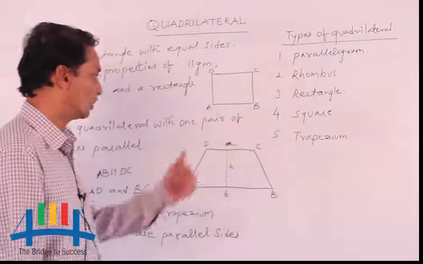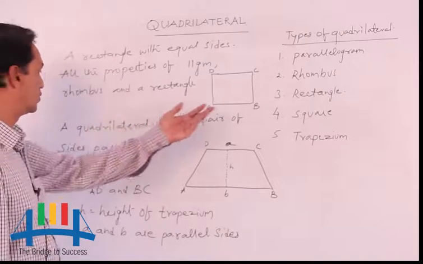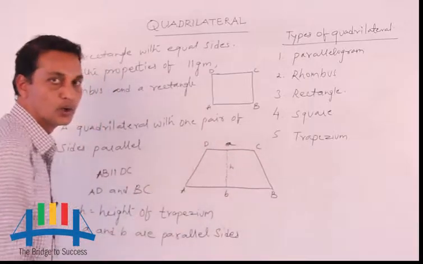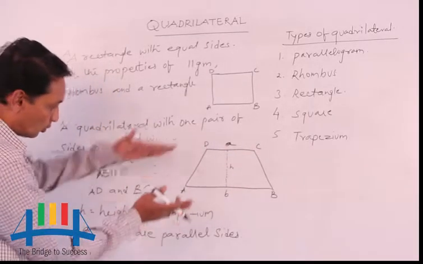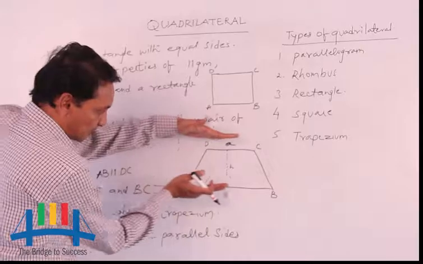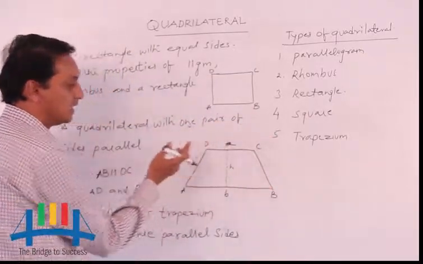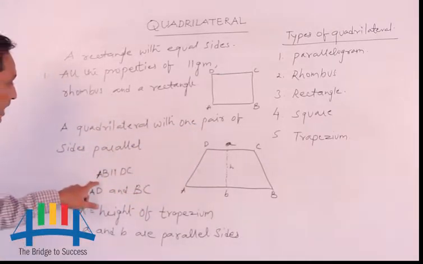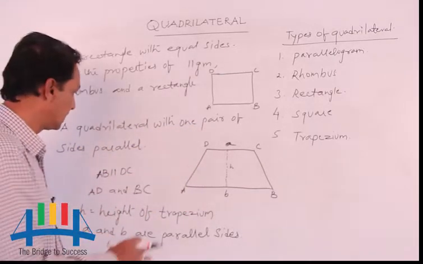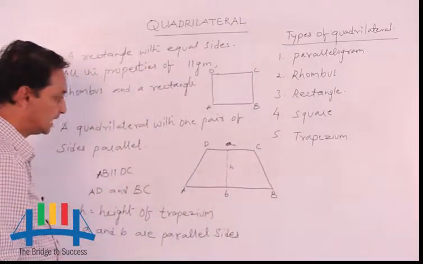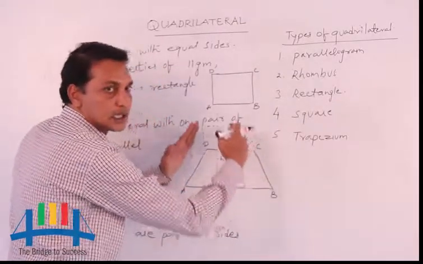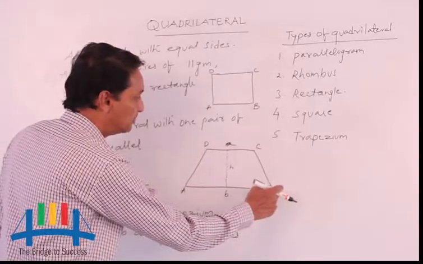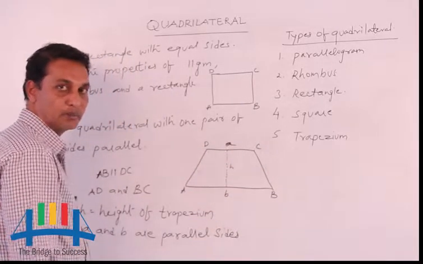It is also a quadrilateral. A trapezium is a quadrilateral with one pair of sides parallel. Here you can observe ABCD is a quadrilateral. One pair, AB and CD, is parallel. That is, AB is parallel to DC, and here we also have two non-parallel sides. AD is one non-parallel side and BC is another non-parallel side.